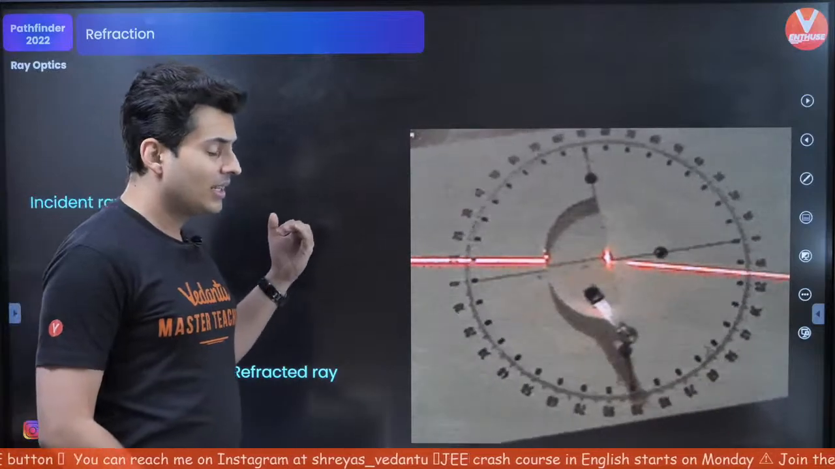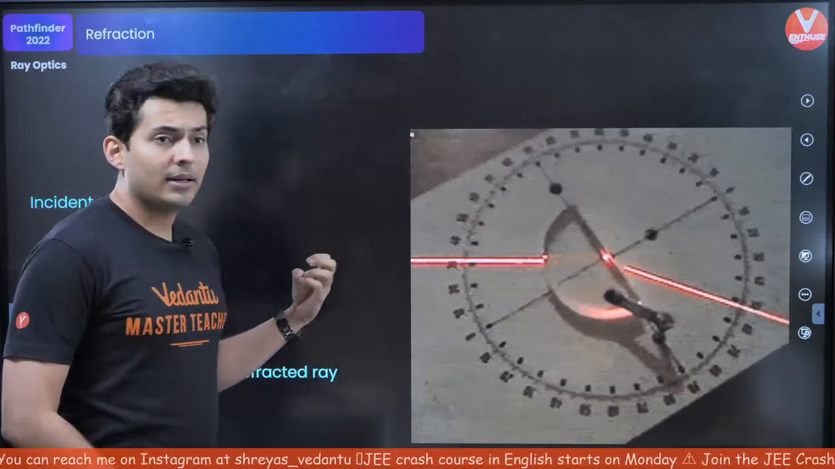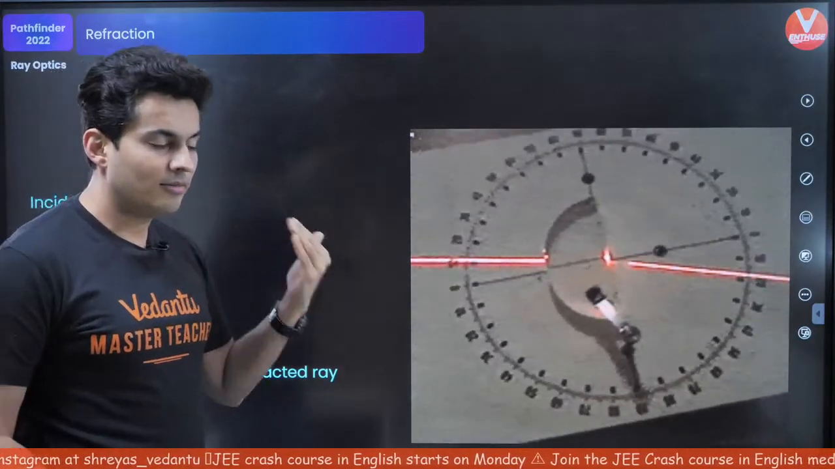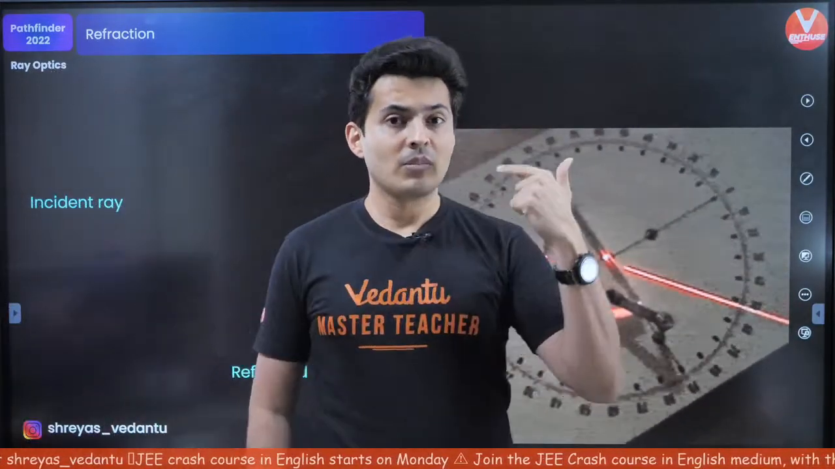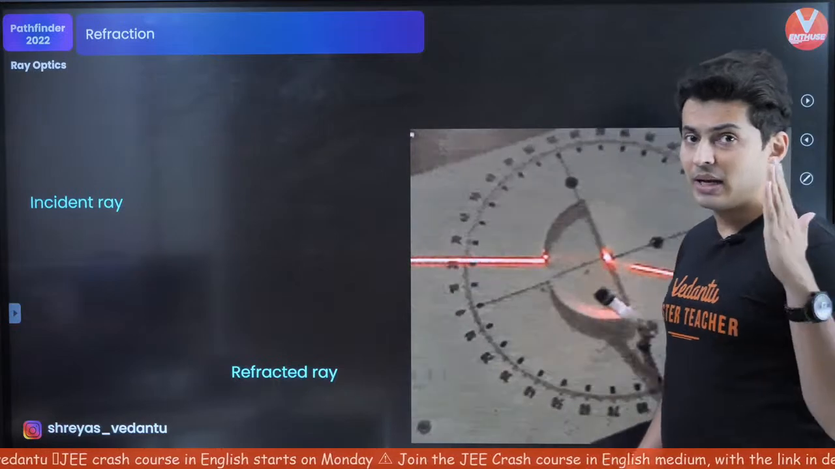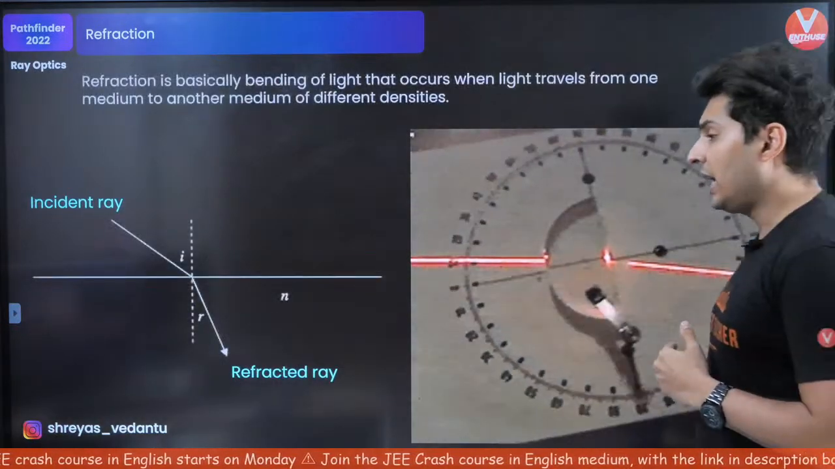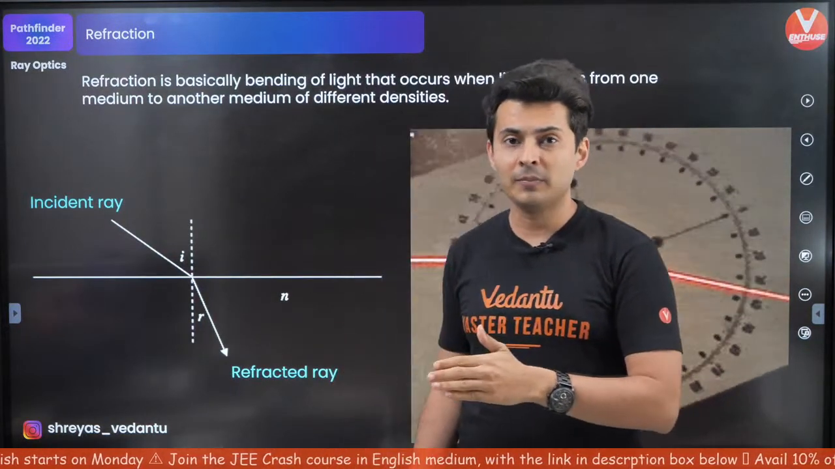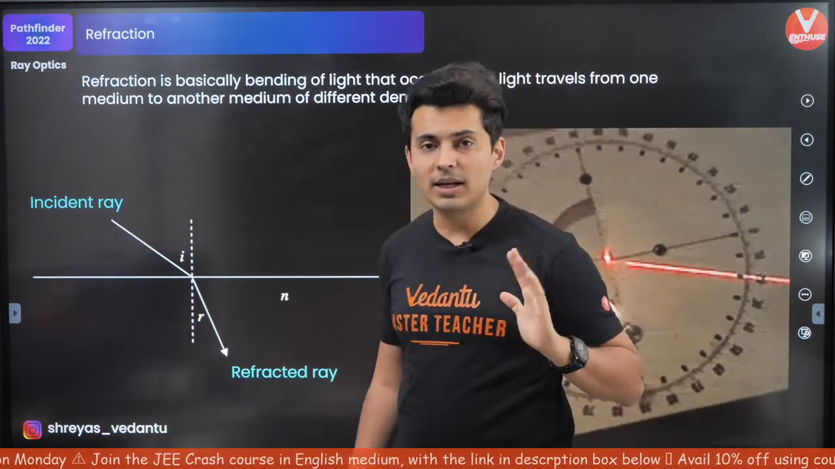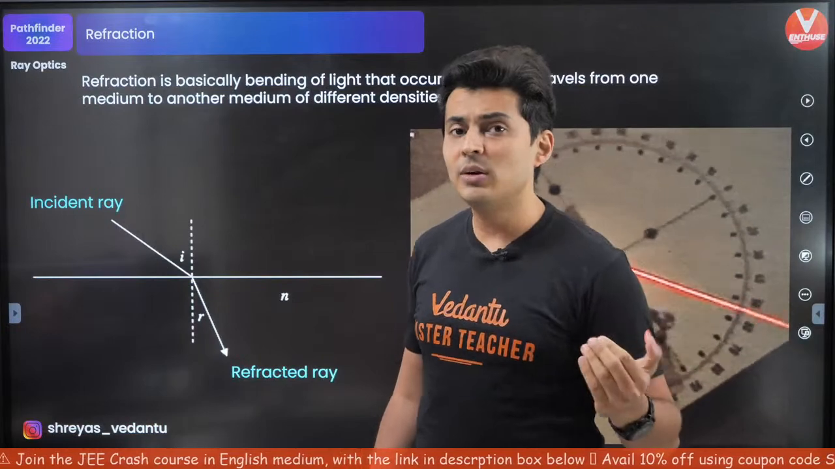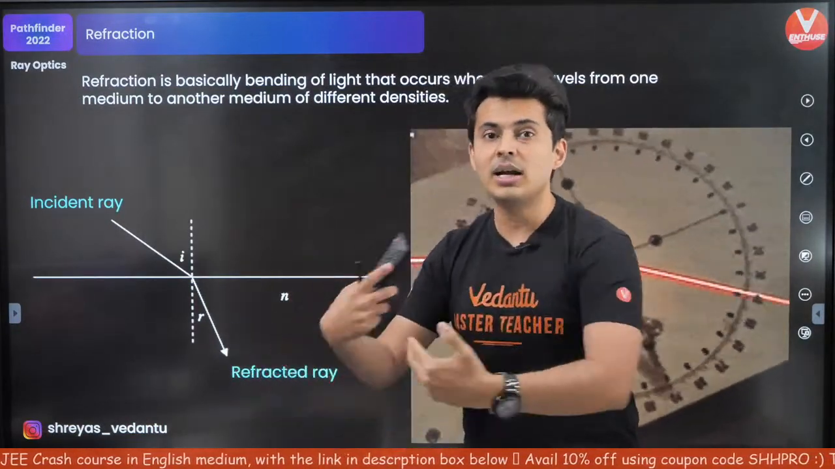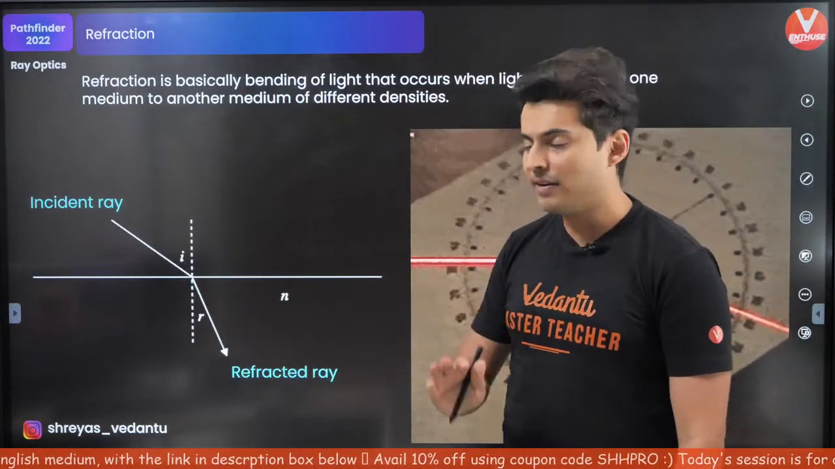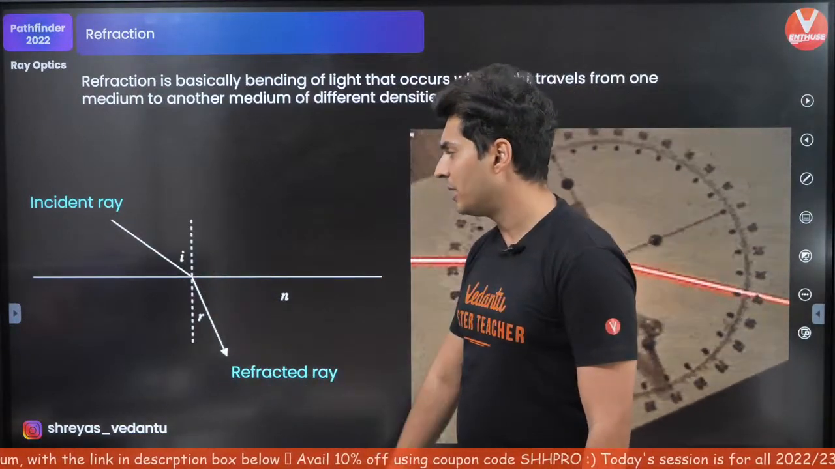So when the light changes medium, like I said, the light will bend. It may not travel in a straight line, and the light which is falling from the first medium is called the incident ray, and the light which passes into the other medium is called the refracted ray. Refracted ray is the ray which passes on to the other medium.